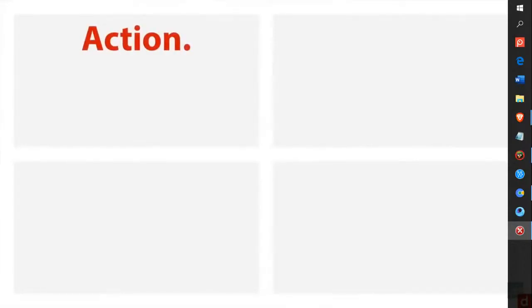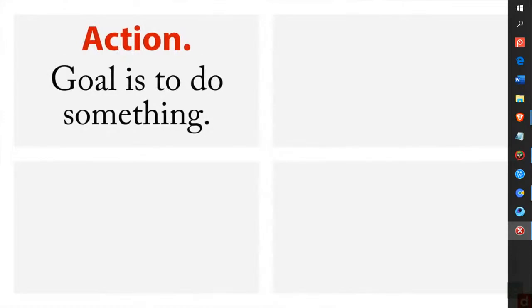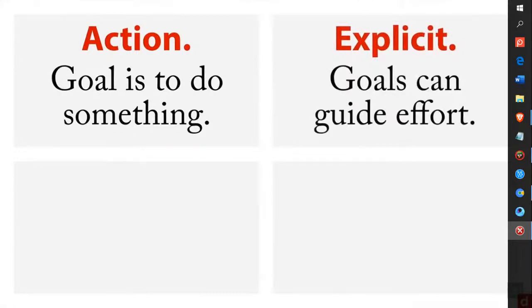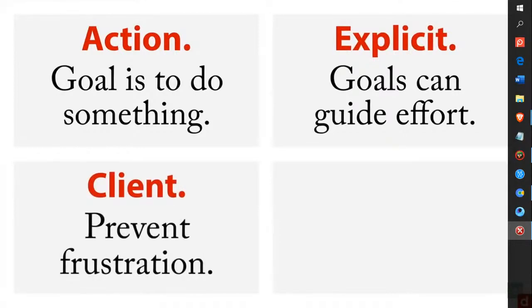First off, data science is action-oriented. The goal is to do something as opposed to simply understand something, which I say as an academic practitioner. Also, your goal needs to be explicit, and that's important because the goals can guide your effort. So you want to say exactly what you're trying to accomplish so you know when you get there. Also, goals exist for the benefit of the client because they can prevent frustration. They know what you're working on. They know what you have to do to get there.